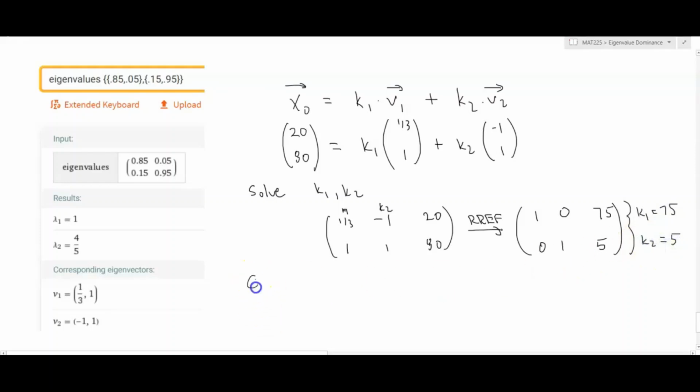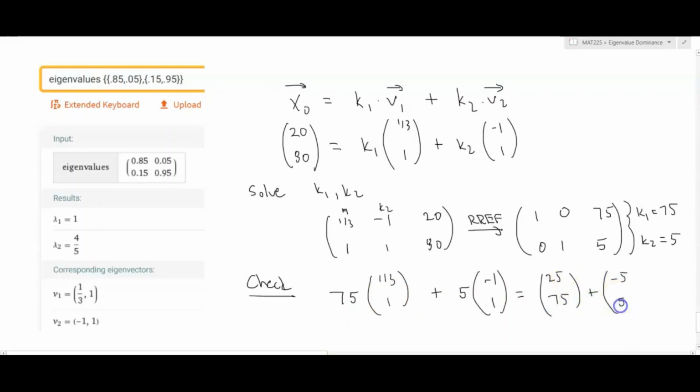And again, we're just going to check to make sure this works out, so we believe it. So that means that if I take k1, which is 75, times v1, which is 1/3, 1, and I take k2, which is 5, times the -1, 1 vector, and I add these together, 75 times 1/3 is 25, 75 times 1 is 75, plus 5 times -1 is -5, and 5 down here. And now when we add these together, we see that 25 minus 5 is 20, 75 plus 5 is 80. So we have effectively solved for k1 and k2.